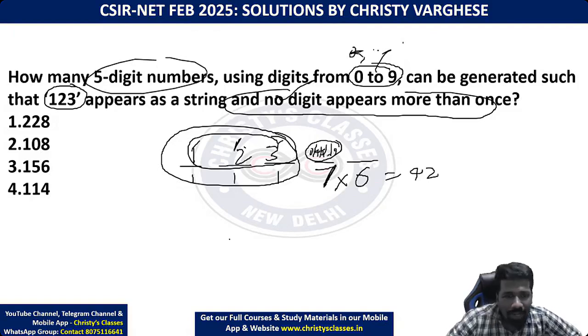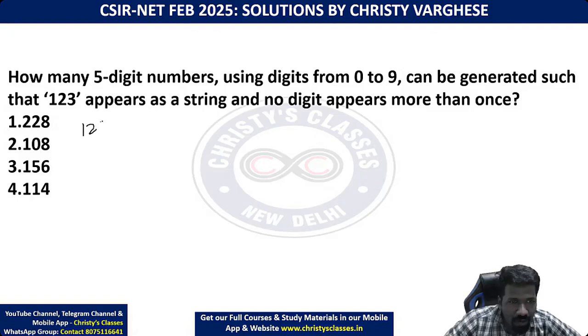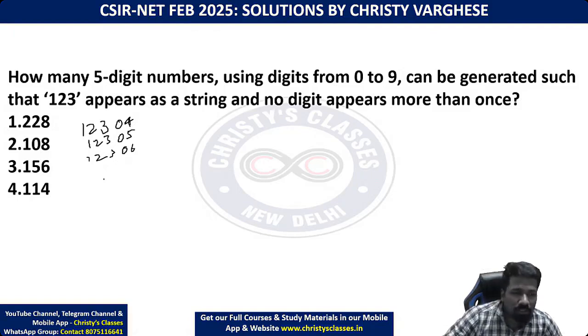number. Is everything clear? Those of you who are confused, I will write some examples. 1, 2, 3, 0, 4. One example. 1, 2, 3, 0, 5. 1, 2, 3, 0, 6. 1, 2, 3, 0, 7 up to 1, 2, 3, 0, 9.